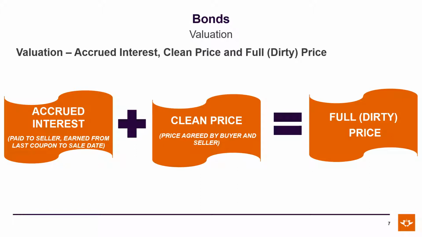However, if a bond is sold between coupon dates, then part of that coupon accrues to the seller and part of the coupon accrues to the buyer. And the buyer needs to pay the seller that accrued interest as part of the selling price. So the selling price, which is referred to as the full or dirty price, includes the price up to the last coupon date plus any accrued interest up to that point.